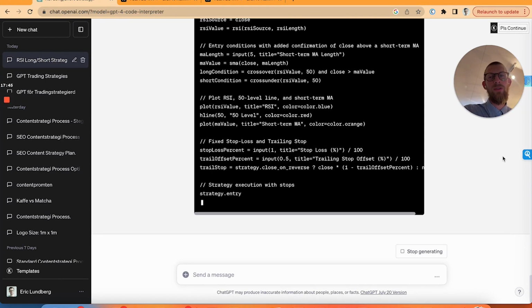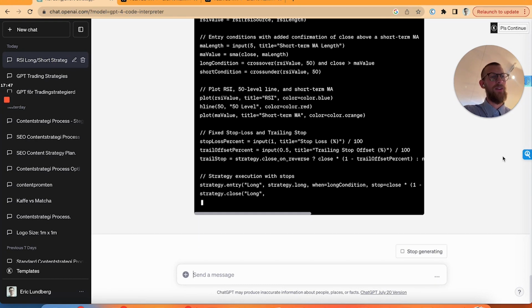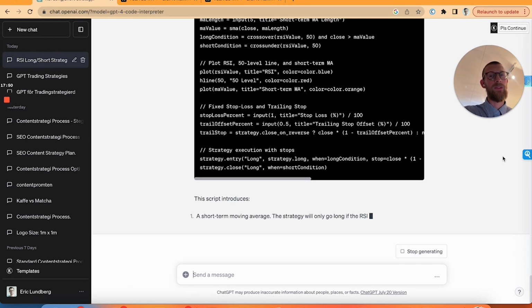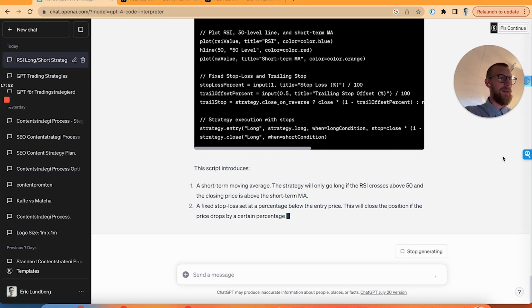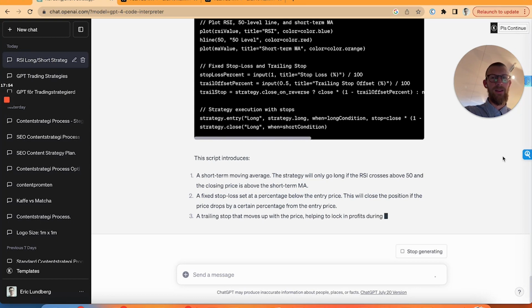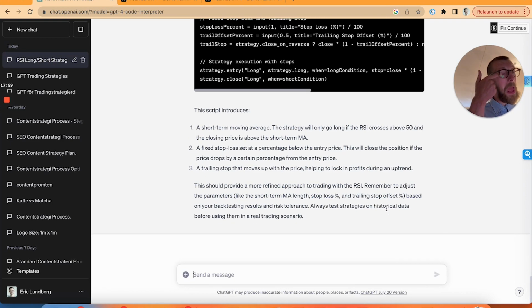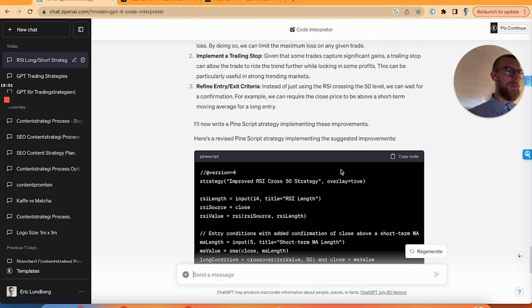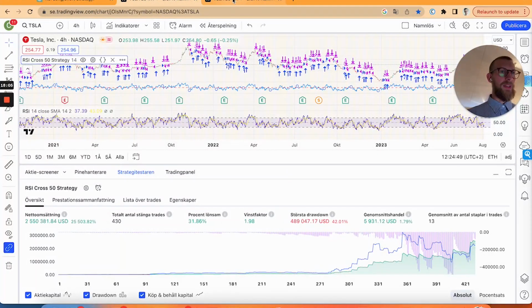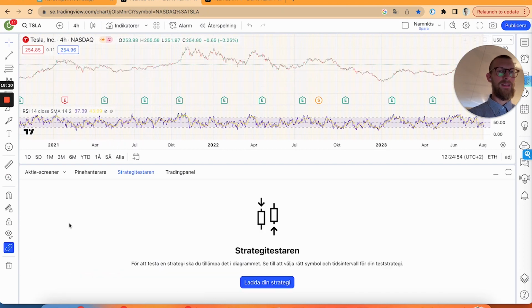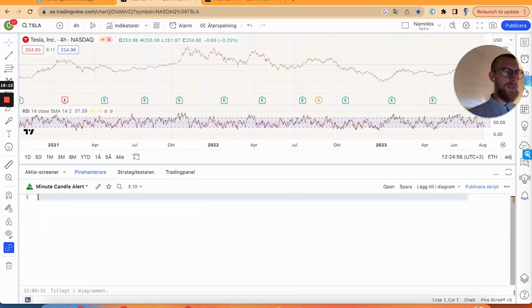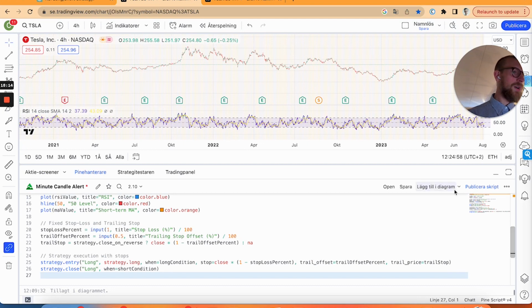Interesting. So usually when the strategies are a bit more complicated, it comes with more bugs. But the good thing is that it's easy to debug and just send the information that the PineScript editor complains about. All right, so we can now delete this strategy. We go to Pine Editor, paste in the new one, and add the diagram. Let's see if it works.